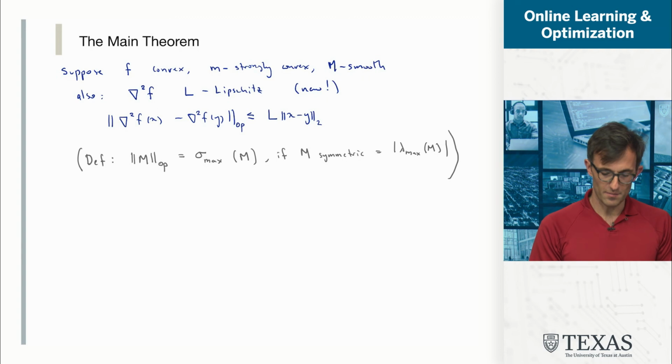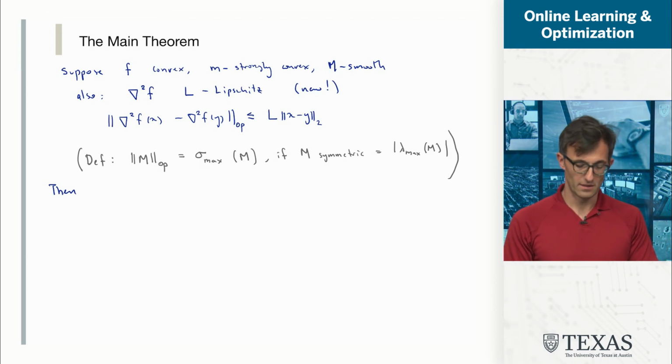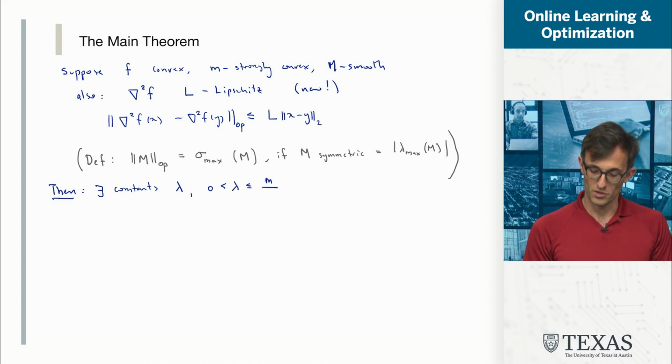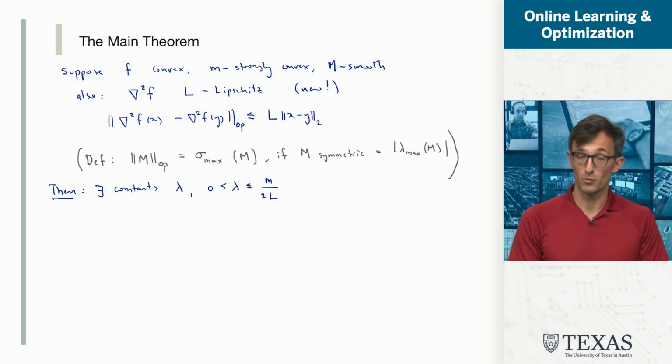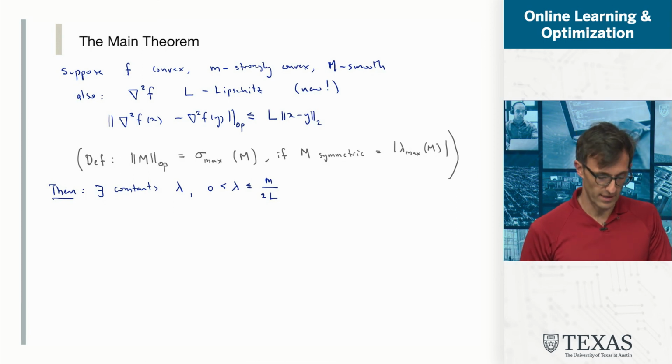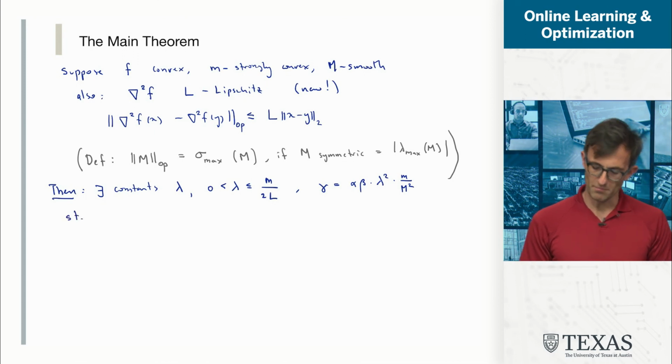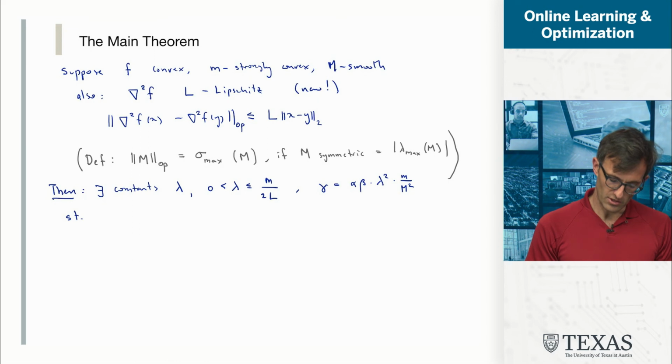Okay, so if these properties are satisfied, and again, note that just by writing a Hessian, I'm implying that it's twice differentiable, then there exist constants lambda, where 0 is less than lambda is less than little m, which is the strong convexity parameter, over twice capital L, which is the Lipschitzness of the Hessian, which is what we defined a second ago. And then gamma equals alpha times beta times lambda squared times little m over capital M squared. There's a specific form, but let's not get too hung up on exactly the definition of these constants, such that the following holds.